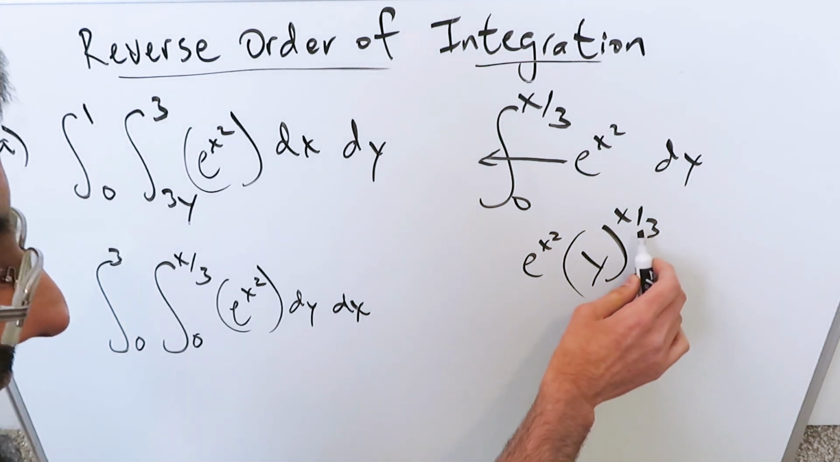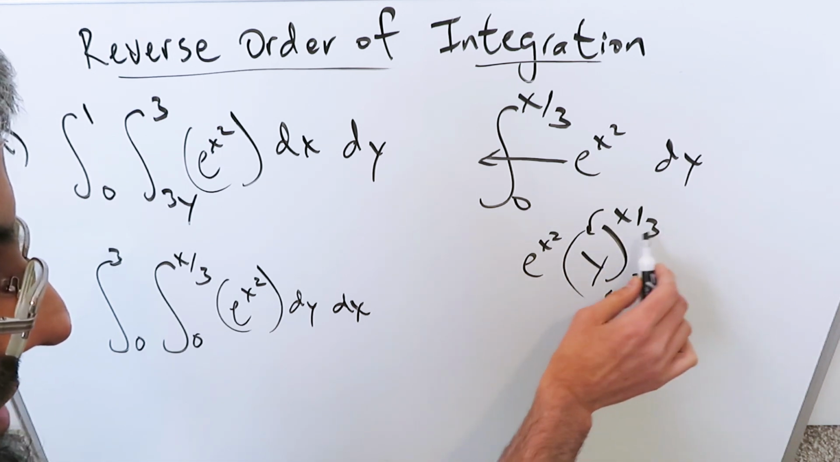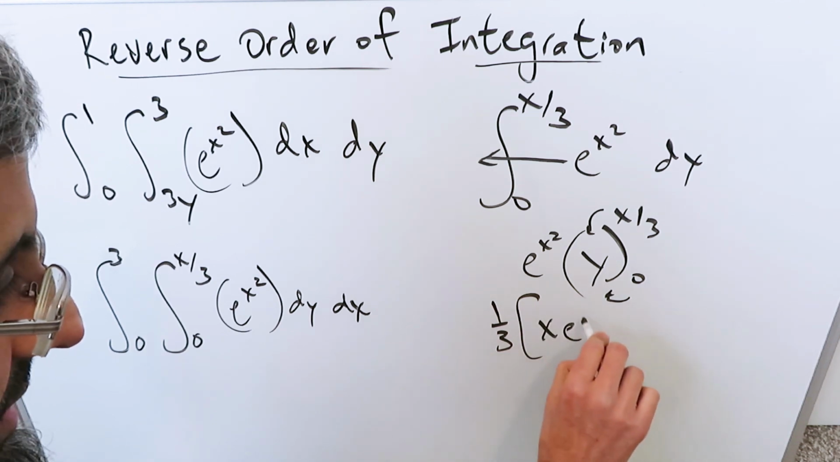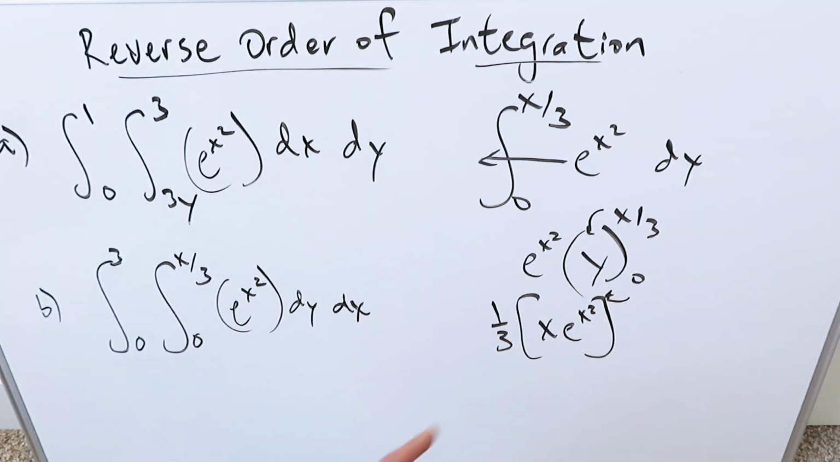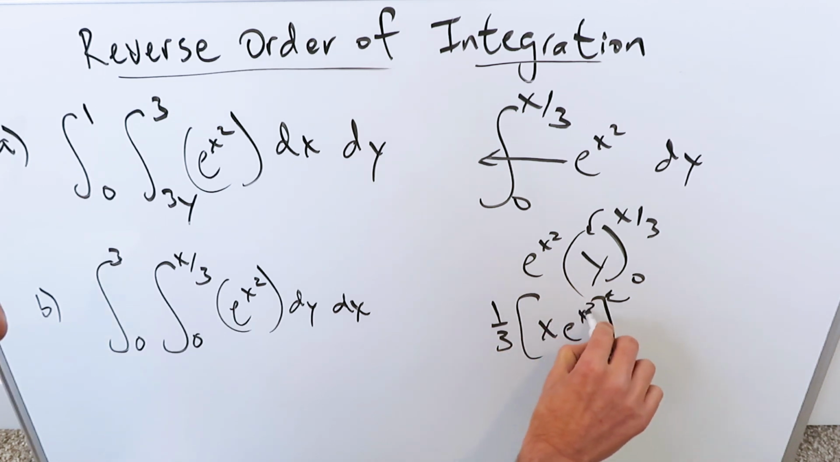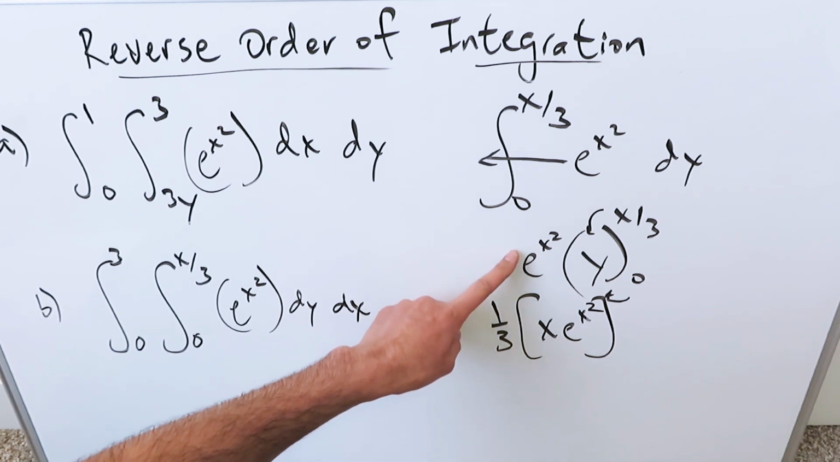What do you have? You'll have x over 3 minus 0, upper limit minus lower limit, the difference of the two. You can pull the 1 over 3 out. I have a 1 over 3, then I'll have an x, e to the x squared will come out. This right here has now become my modified antiderivative. Because it's not complete, we still have a second integral to run through, but this right here is the outcome of this first integral.